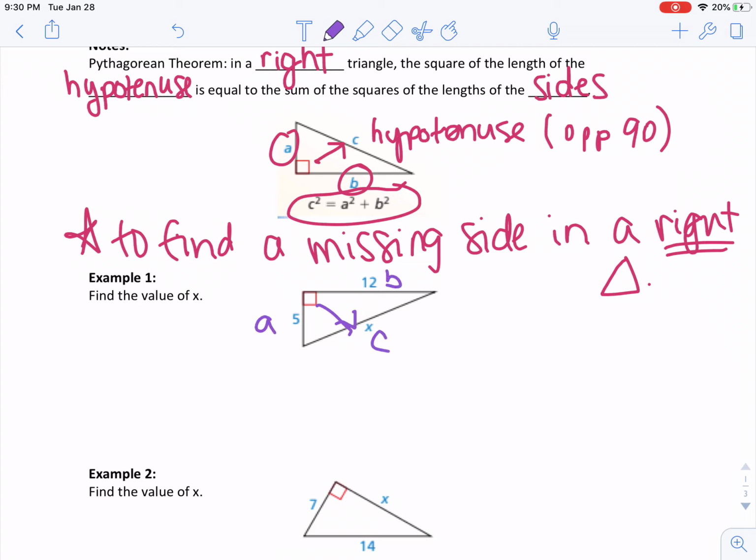Remember, once you get to the point where x is by itself and it's squared, to get rid of the square, we square root both sides. Square roots and squareds are opposite operations. So square root both sides. Type in the square root of 169 into your calculator, and that gives you 13. So x is 13. So we use the Pythagorean theorem to find the missing side length in a right triangle.